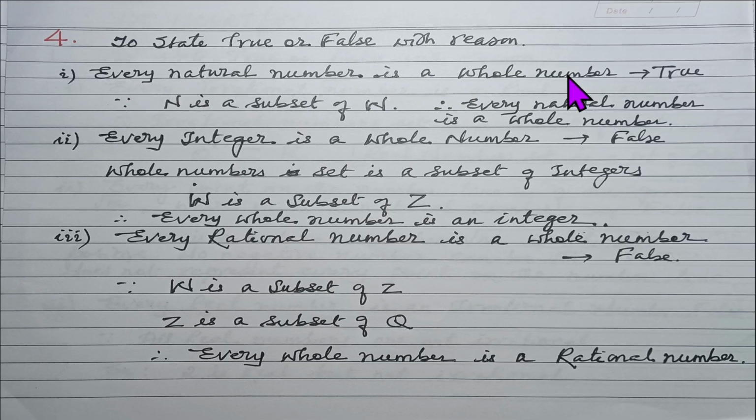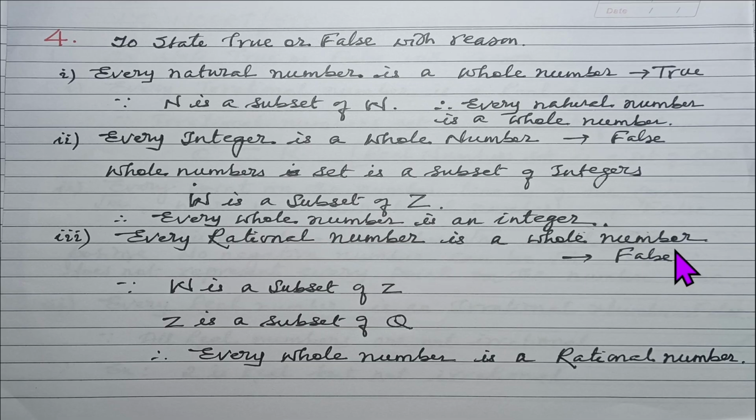Every natural number is a whole number, 100% true, because the natural number set is a subset of the whole number set. All the numbers of the natural number set are present in whole numbers, and therefore every natural number is a whole number, and that is 100% true. Now the second statement is every integer is a whole number, which is false, because the integer set is not a subset of the whole number set. The whole number set is a subset of integers. All the whole numbers are present in integers, and therefore every whole number is an integer is the correct statement.